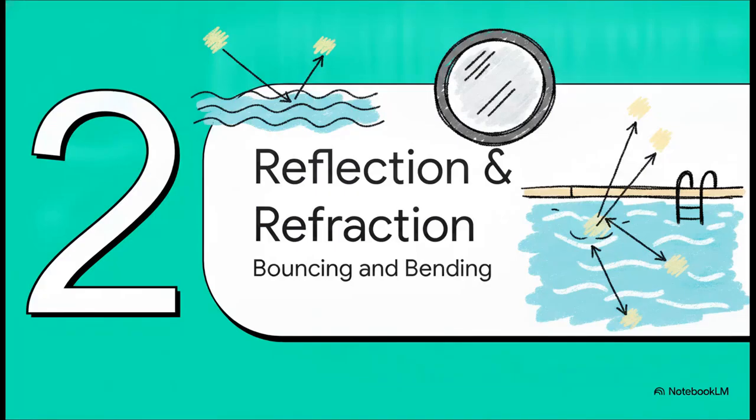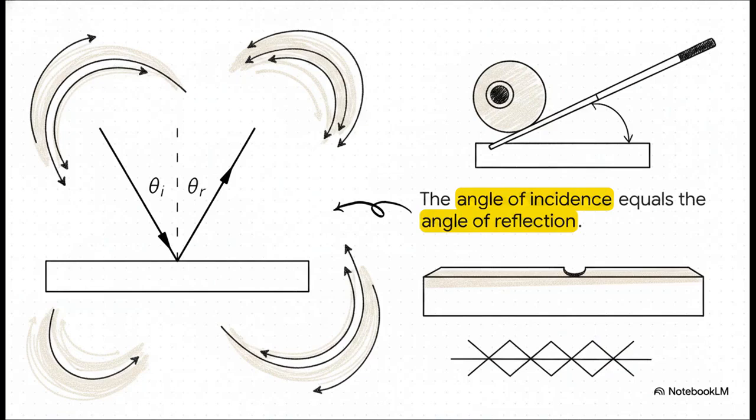Moving on to part 2, reflection and refraction. Let's talk about the basic rules humanity stumbled upon just by watching light hit everyday things. These are the phenomena you experience every time you look in a bathroom mirror or stare into a swimming pool. You see this simple rule in action all the time. It's been known since antiquity. The angle of incidence equals the angle of reflection. Light bounces off a mirror at the exact same angle it comes in at. It literally behaves just like a billiard ball bouncing off a cushion.